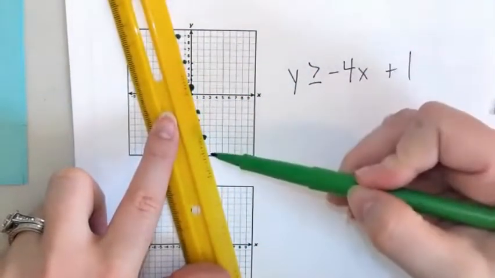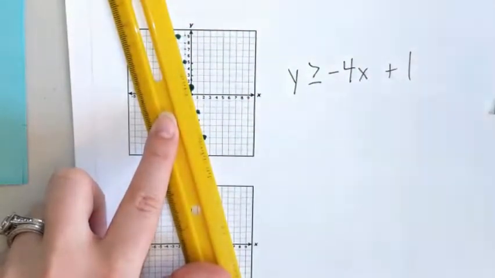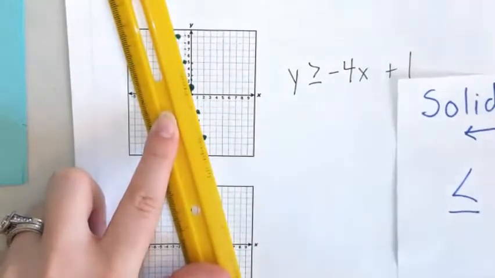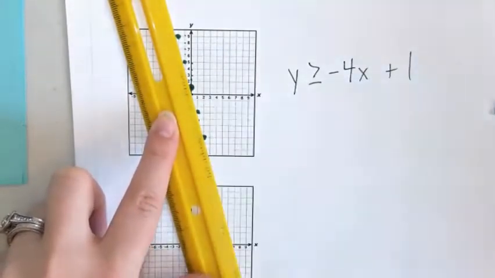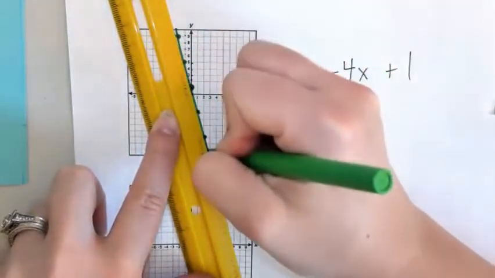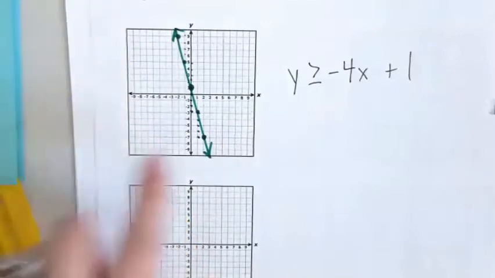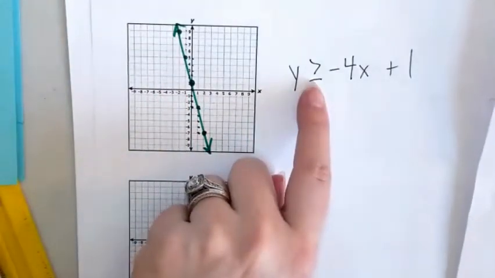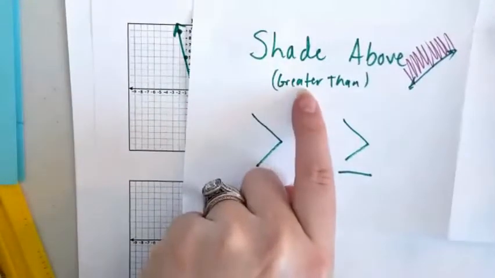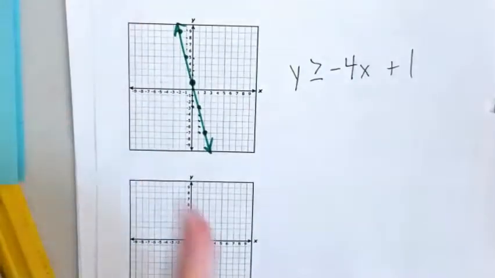All right. Should I connect this with a solid line or a dashed line? Well, if I look at my symbol, that goes with a solid line here. So I'm going to use a solid line to connect all of these. All right, now which way should I shade? Well, this says greater than. Greater than went with shading above. So I need to go up above my line.